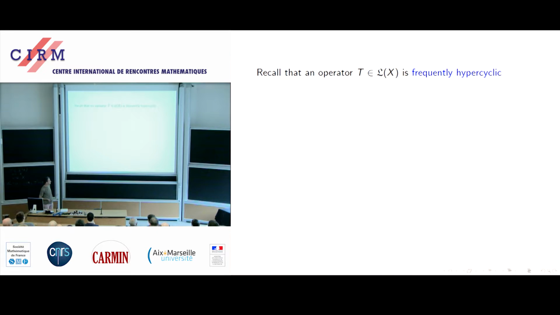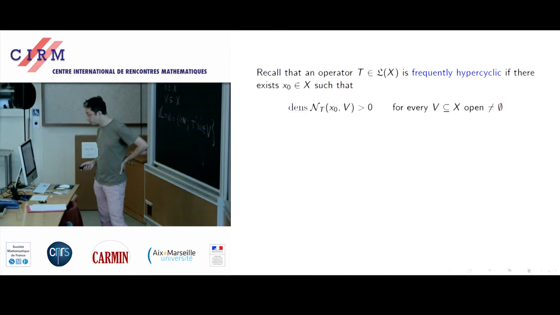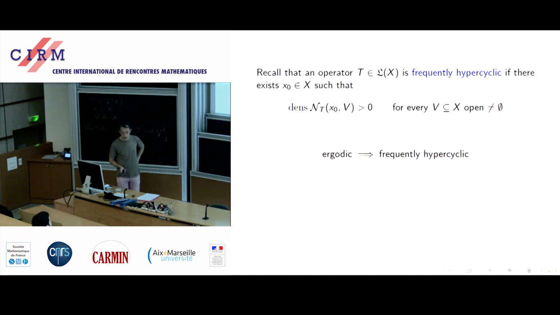Now, what does it mean for an operator to be FHC? I will say FHC because it's hard for me to say hypercyclic, so I just say HC for this word. If you can find a point in the space such that whenever you take an open set V, then this set N_T(x, V) has positive lower density. I think it's not necessary to recall the definition of lower density of a set of integers. So this is the definition. And now what is clear from the definition is that if you are ergodic, then you are FHC. I just recall how it is proved.